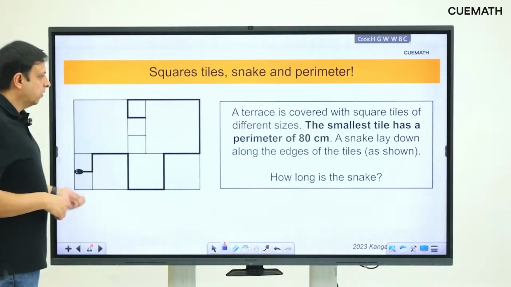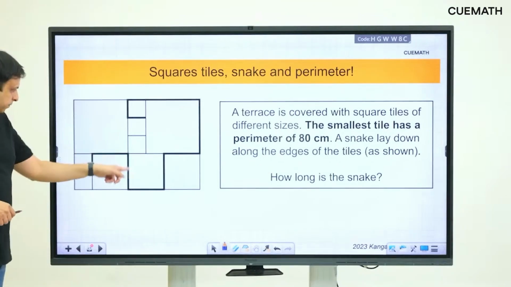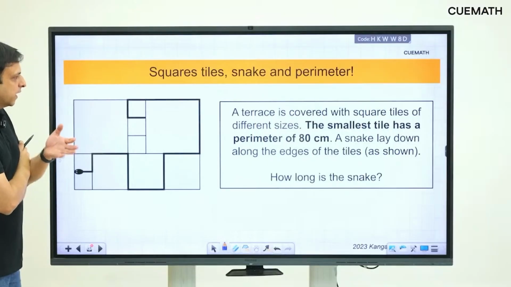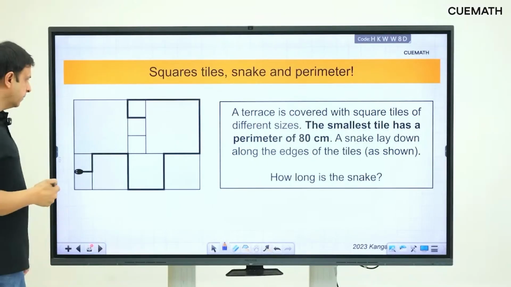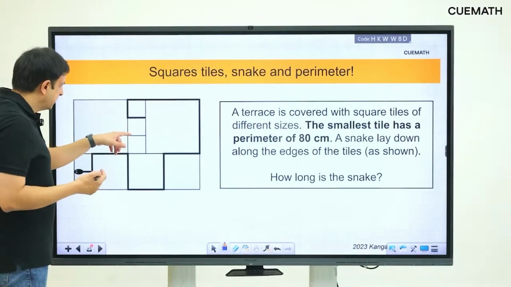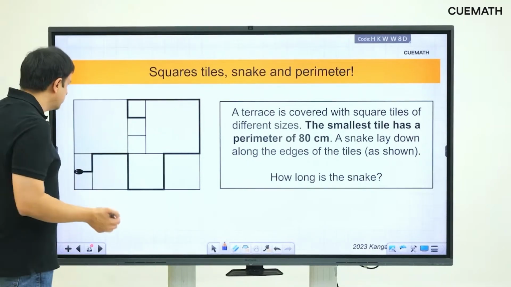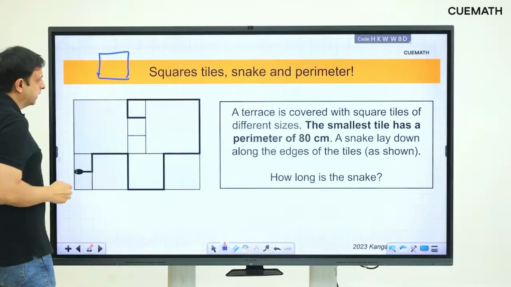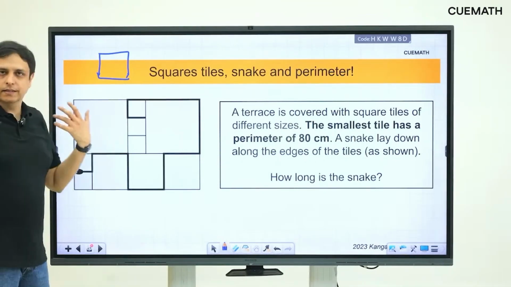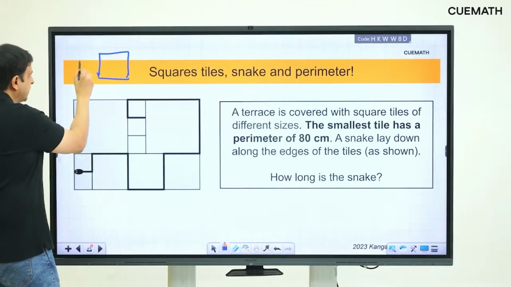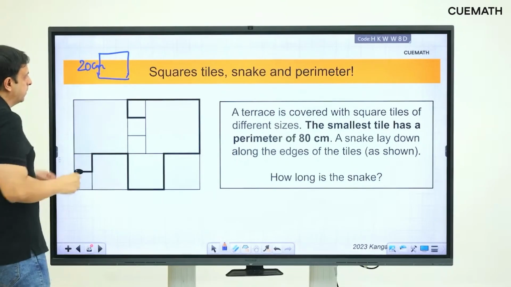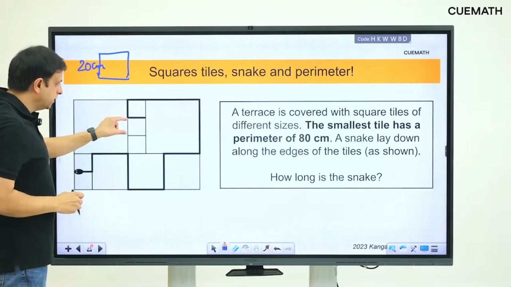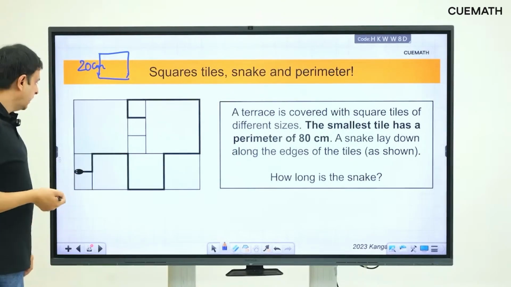A snake lay down along the edges of the tiles. So this dark black thing is the snake. How long is the snake? So the smallest tile has a perimeter of 80 centimeters. So look at these tiles here. These seem to be the smallest tiles, and we are told that these have a perimeter of 80 centimeters, which means the sum of the 4 sides is 80 centimeters, which means every side should be 20 centimeters because 20 times 4 is 80. So now we know that the edge length of the smallest tile is 20 centimeters.